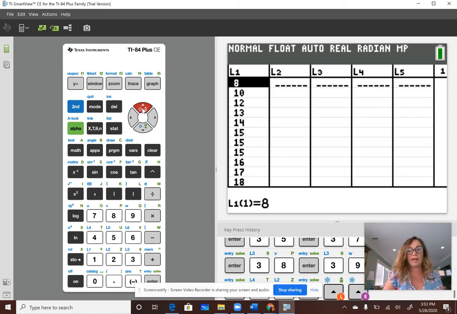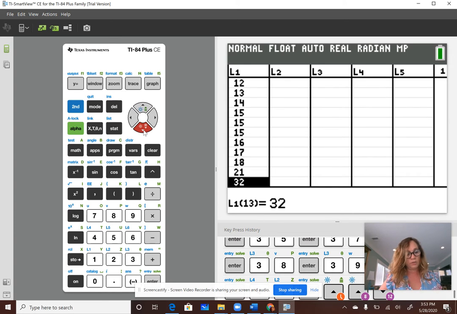All right, so you want to double check that you typed your data correctly. 8, 10, 12, 13, 14, 15 is there 3 times, 1, 2, 3, 16, 17, 18, 21, 32, 35, 37, 38, 38, 39, 40, and 42. Okay, so I typed it correctly.